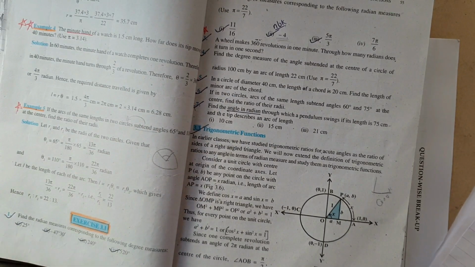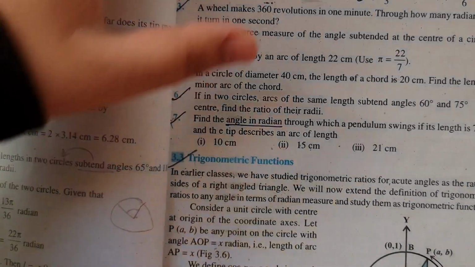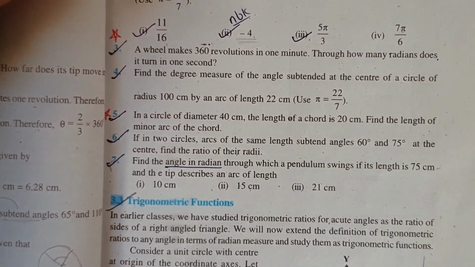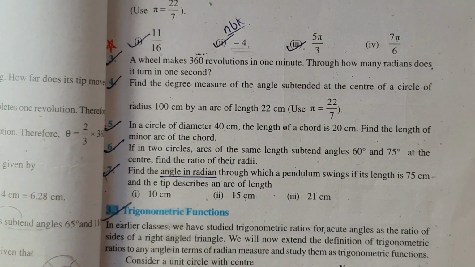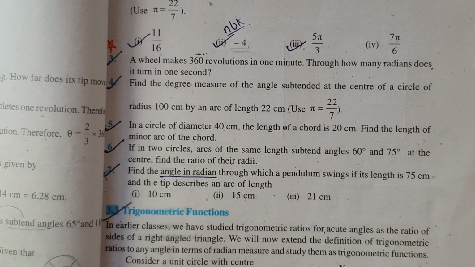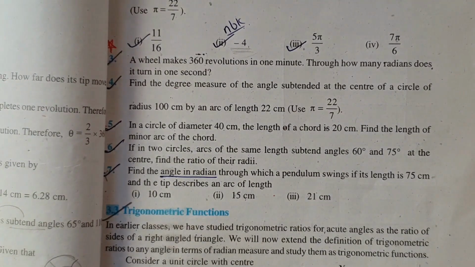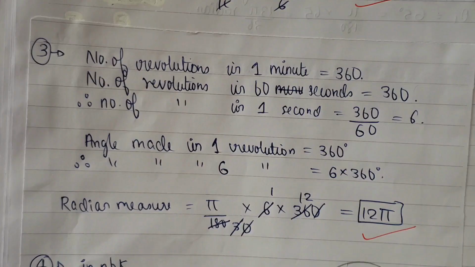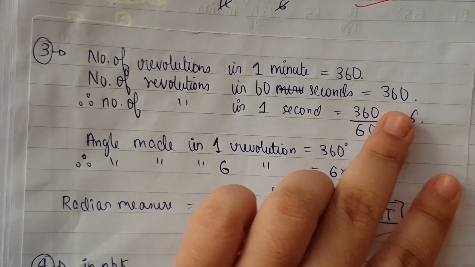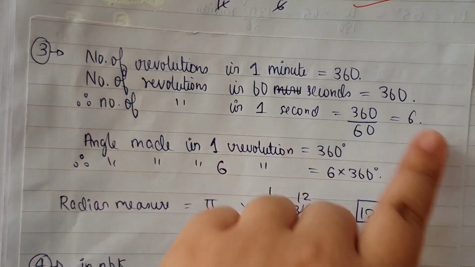The 3rd question says a wheel makes 36 revolutions in 1 minute. Through how many radian does it turn in 1 second? This has very simple logic. It is saying that it has a wheel and is making 36 revolutions in 1 minute. Now what it means? It means the number of revolution in 60 seconds is 360. So in 1 second would be 6, yeah?